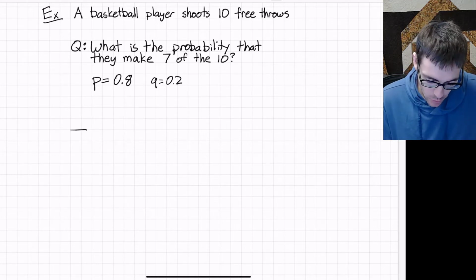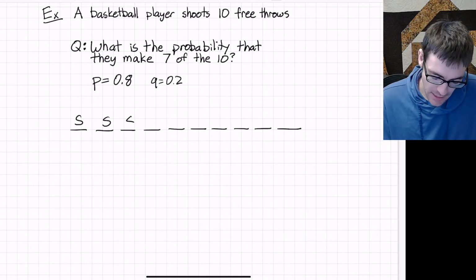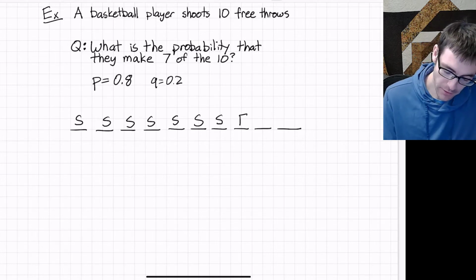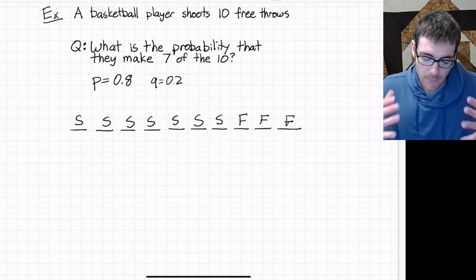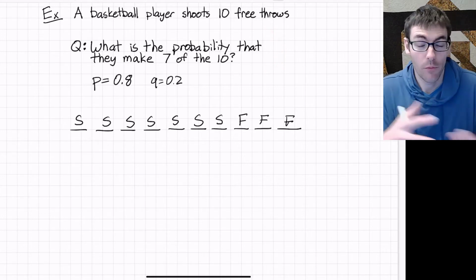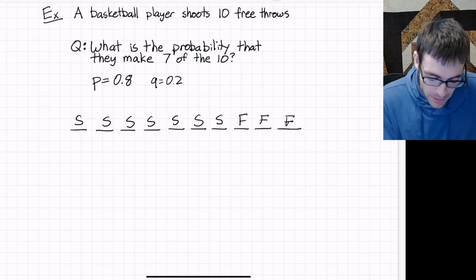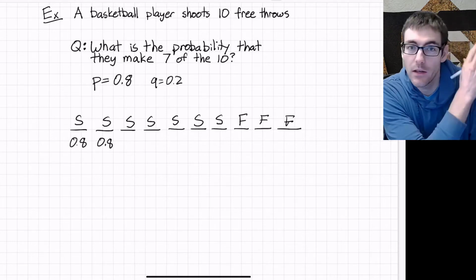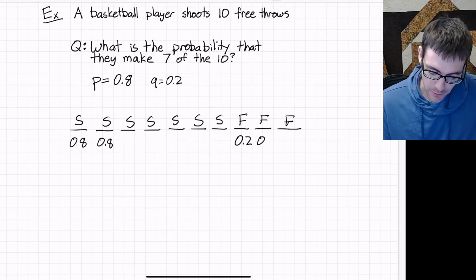If we're taking a total of 10 shots, then it could be the case that we make our first 7 shots, so we have a success for the first 7, and then we have a failure for the next 3. This would be a way in which we meet this criteria of making 7 of the 10. So if we want to know the probability of this happening, well, these are independent events, so the probability of making a success is 0.8, the probability of another success is 0.8, and we can go down the line multiplying these together along with the probabilities of failures being 0.2.